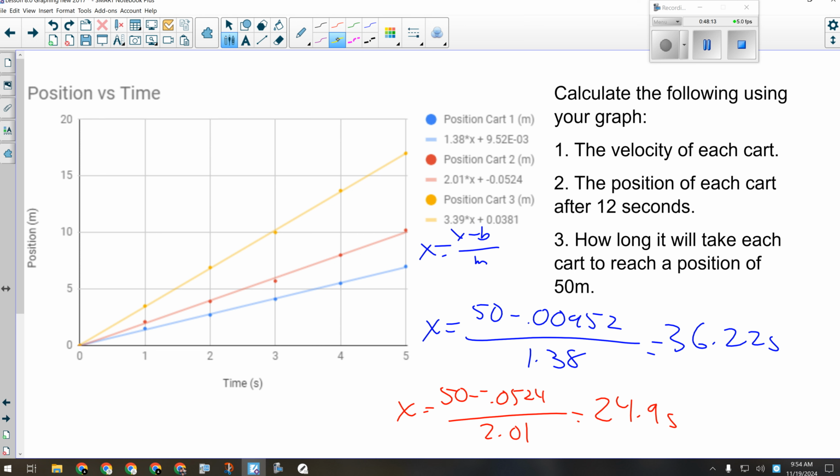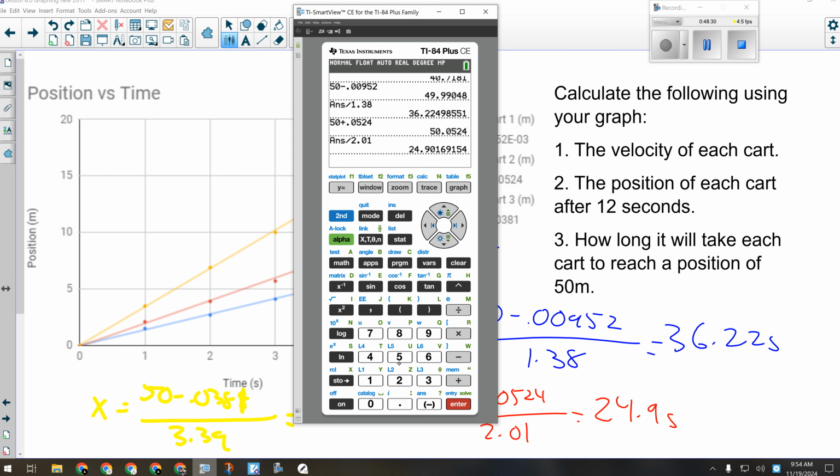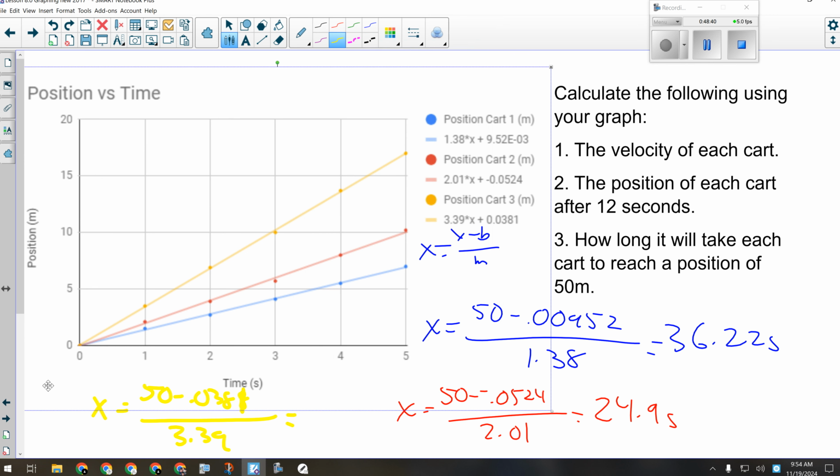Okay, and then for the yellow cart, which we know is our fastest, x is going to equal 50 minus 0.0381 divided by 3.39. This cart should take the least amount of time, so 50 minus 0.0381, divided by 3.39. It does take the least amount of time, 14.74 seconds.